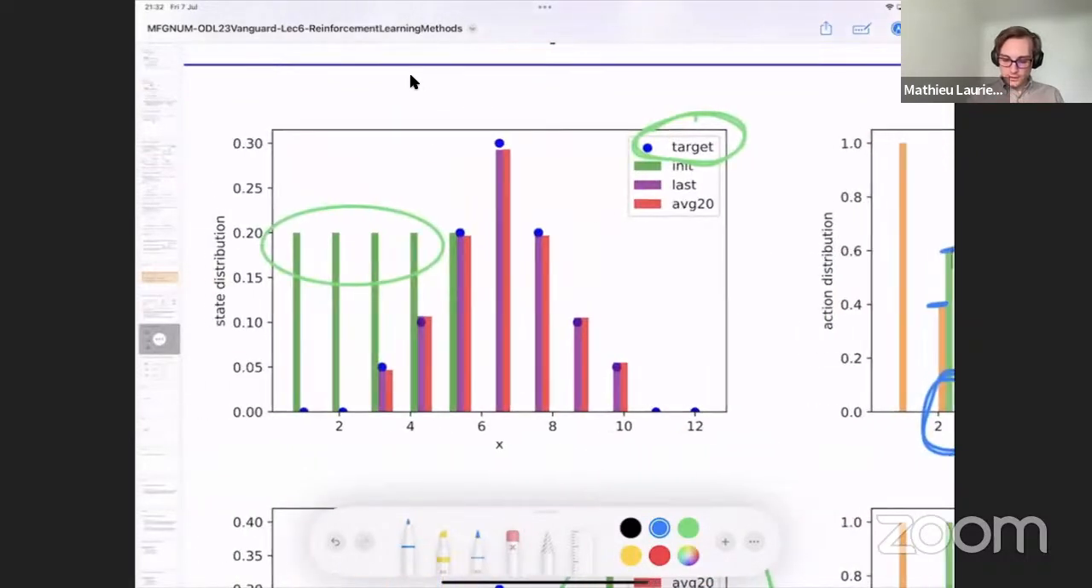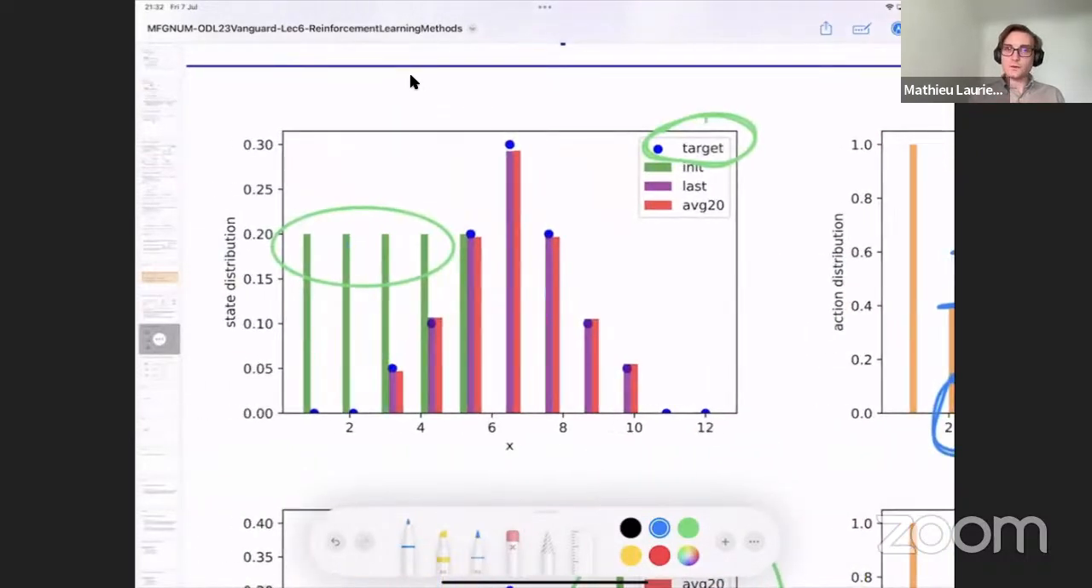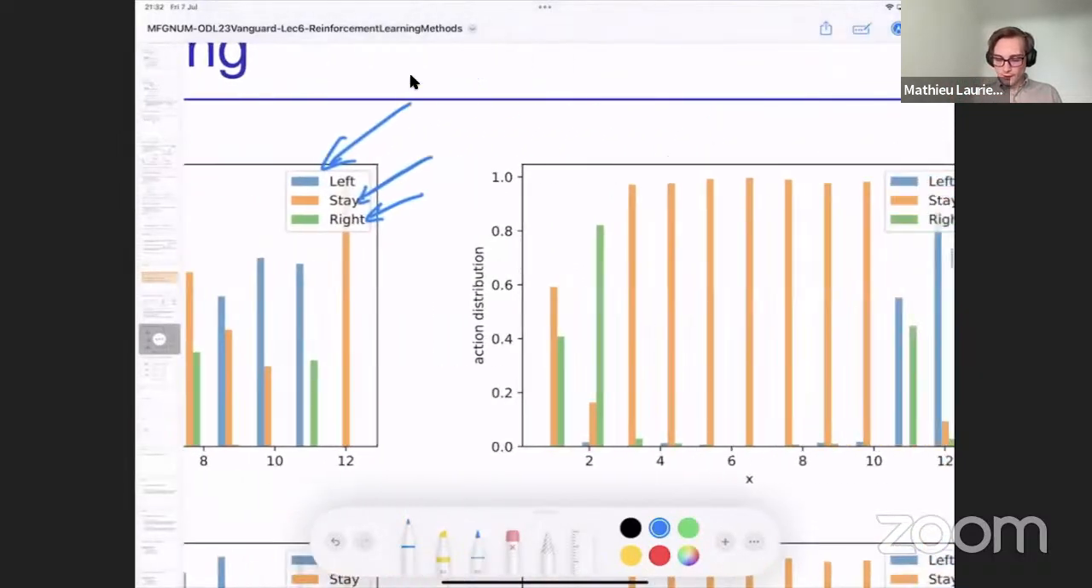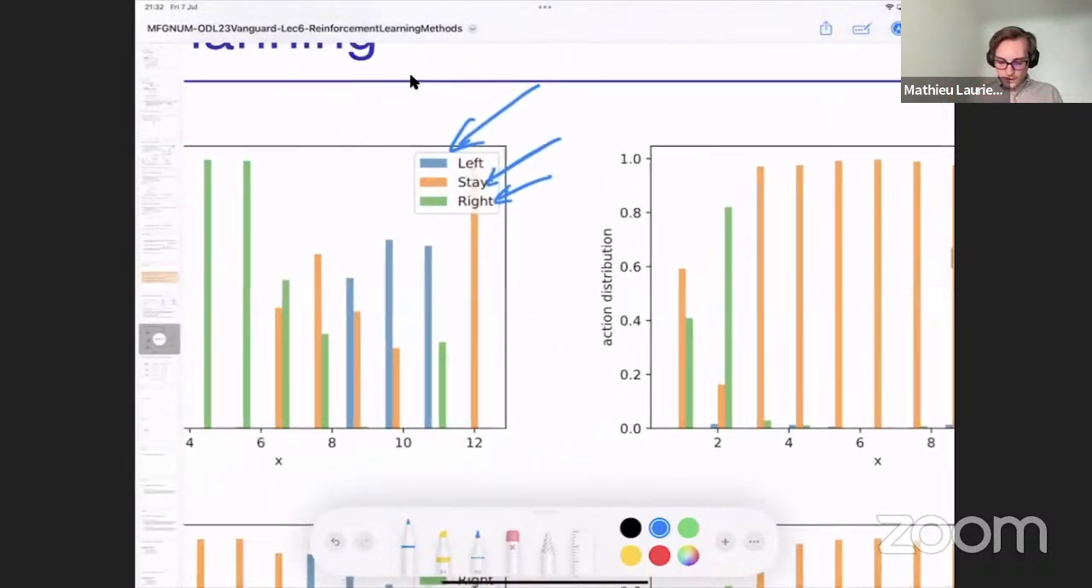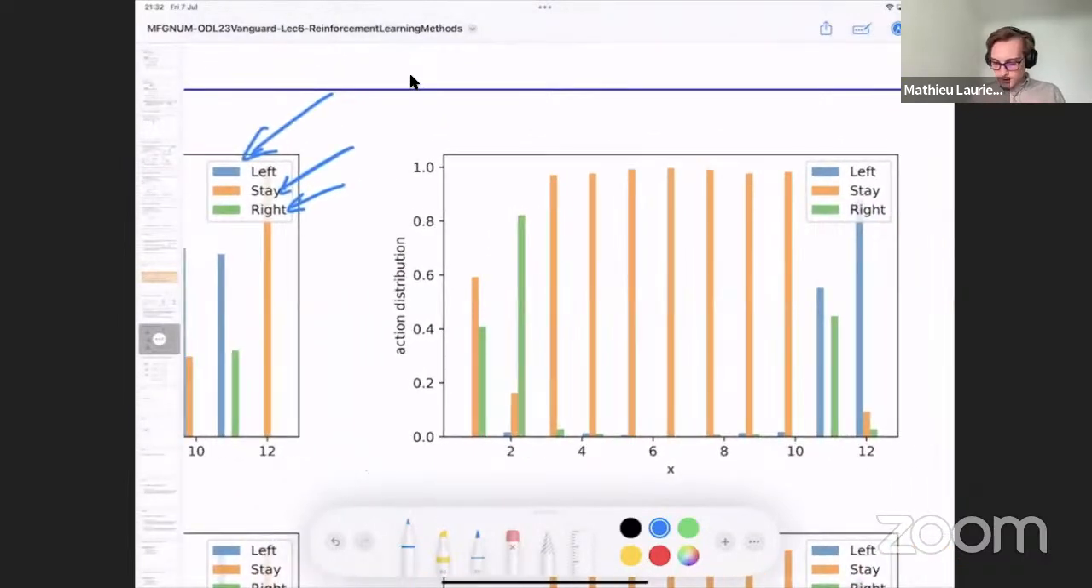So why is that? Because at the beginning, all the agents are on the left. So basically, all the agents want to move to the right with some probability. Maybe you don't want to move extremely quickly. Now, if you look close to the terminal time horizon, you see that for the states which are in the support of the target distribution, all the agents decide to stay and they don't move. Why? Because they're already matching the terminal distribution. So there is no point in moving around.